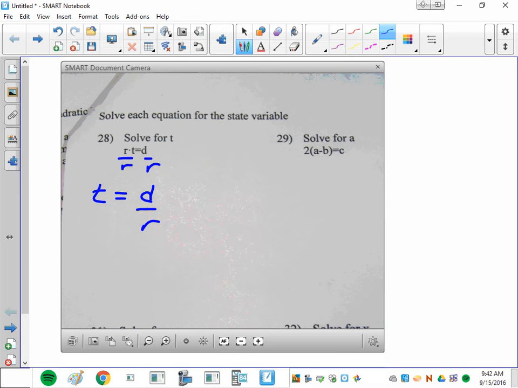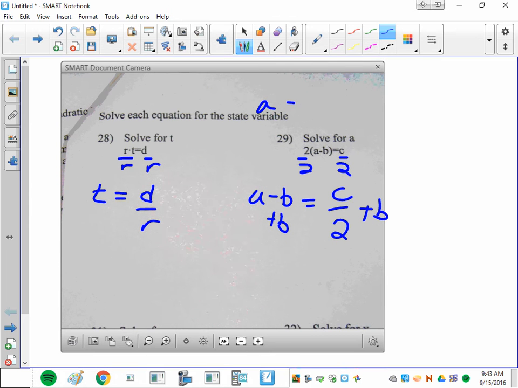For number 20, I need to solve for a. What's the first thing that happens to a? Subtract the b and then multiply by 2. I'm going to undo those backwards. So divide by 2. What is c divided by 2? It's just c divided by 2. A minus b equals c divided by 2. Now I need to add b. So a is equal to c over 2 plus b. Those end up being pretty easy because there's no calculation to perform. You just need to move everything in the correct order.